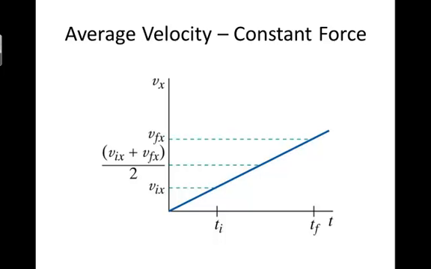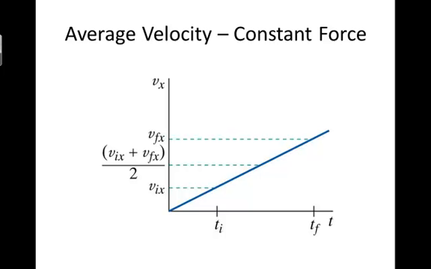One last thing that's pretty important in this section is calculating average velocities when the velocity changes. In chapter 1, we were calculating average velocities from positions. But if we know the velocities at two different times, we can also calculate an average velocity. Now, this graph right here shows what the velocity versus time curve would look like when the force is constant. If the force is constant, that means that the rate at which the velocity changes is also constant. And so it's just going to be a straight line.